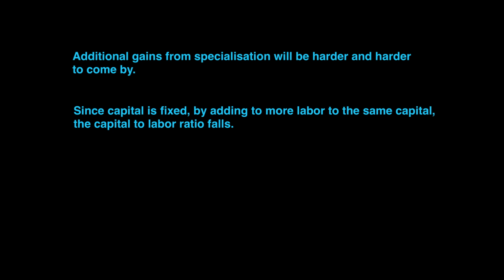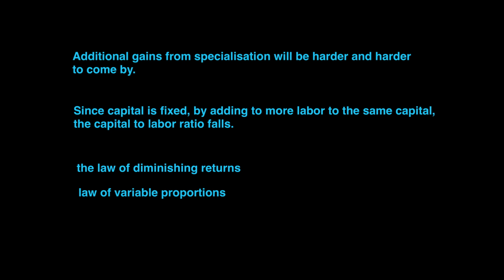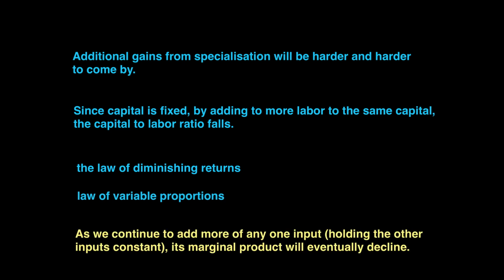But more importantly, as we add more workers, given the capital is fixed, each worker has less and less of the machinery or the fixed factor to work with. So we can say that since capital is fixed, by adding more and more labor to the same capital, the capital to labor ratio falls. And this is called the law of diminishing returns or law of variable proportions, which states that as we continue to add more of any one input, holding all other inputs constant, its marginal product will eventually decline.